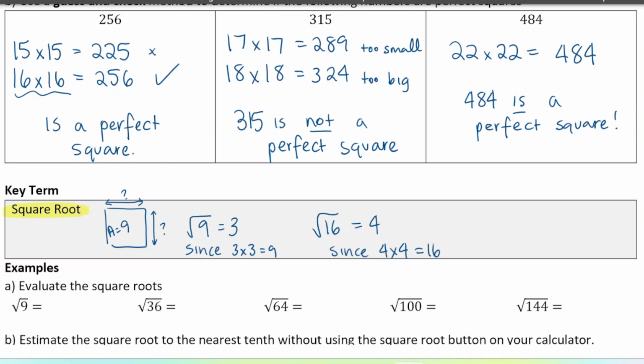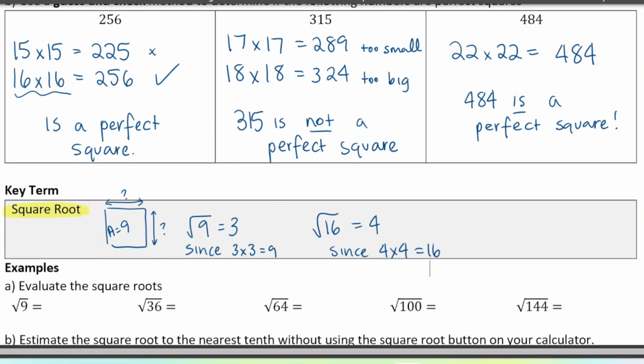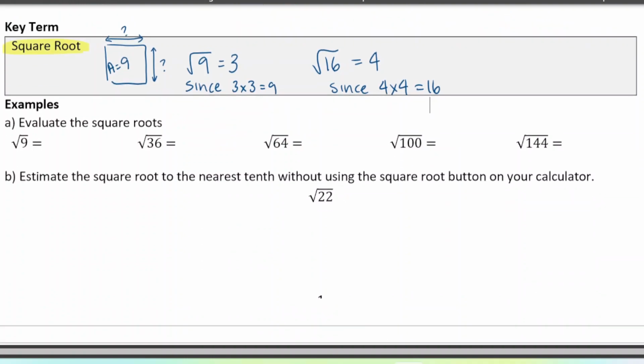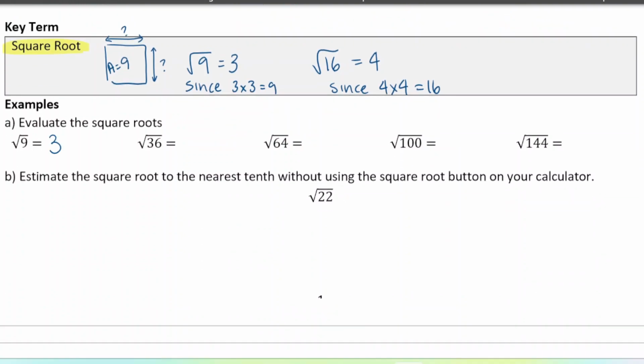Now, when you take the square root of perfect squares, it works out to a nice answer, but what you'll see in a second is that when you take the square root of a non-perfect square number, we're going to have to estimate it. Okay, so let's evaluate these square roots. Square root of 9 would be 3. Square root of 36 would be 6, since 6 times 6 is 36. Square root of 64, 8. Square root of 100, 10 times 10 is 100. Square root of 144 is 12.